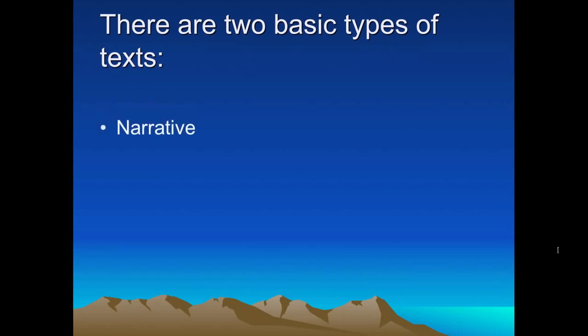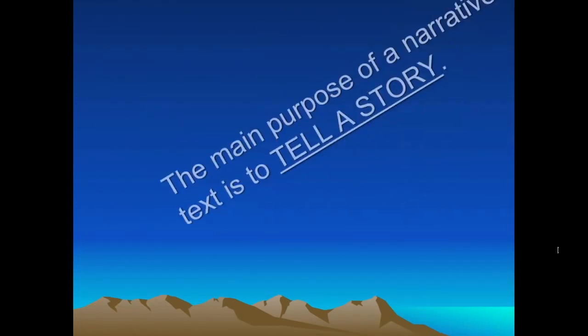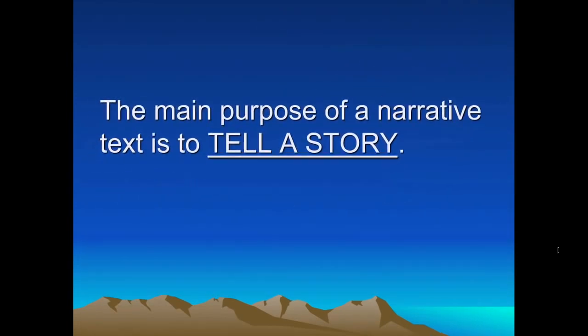The first is narrative text, and the second, which we'll look at mostly in this video, is expository text. Now, the main purpose of a narrative text is to tell a story. You're going to be telling a story about yourself, maybe a story about something else, but it tells a story.